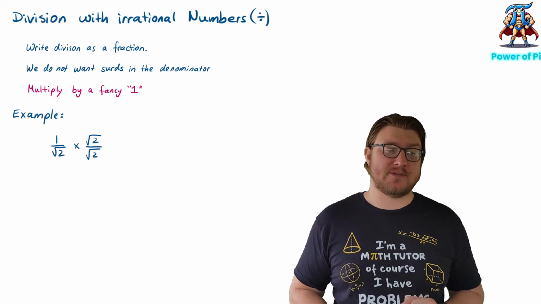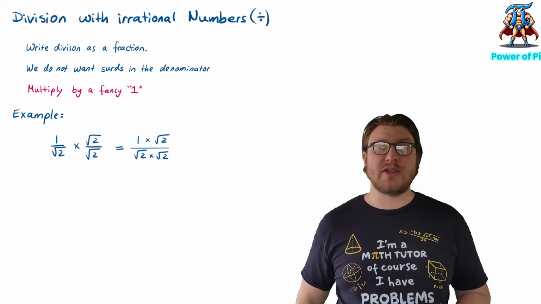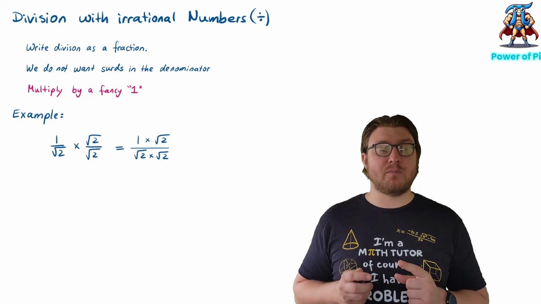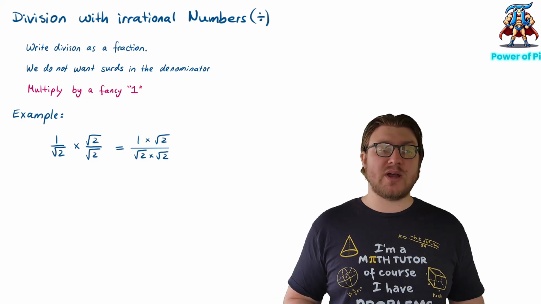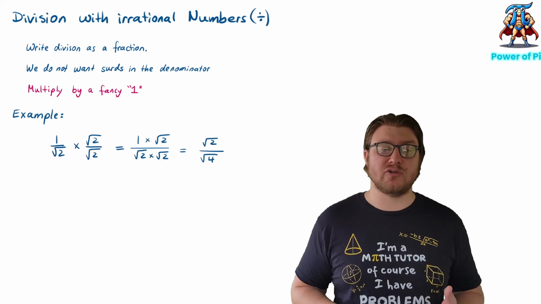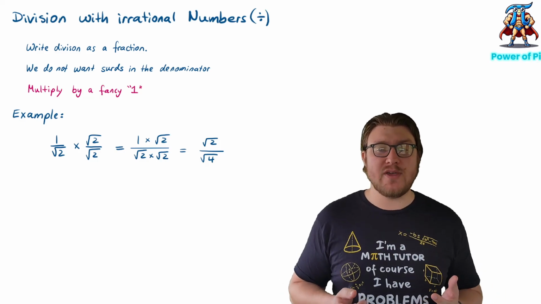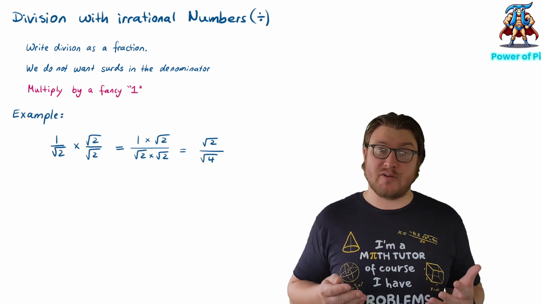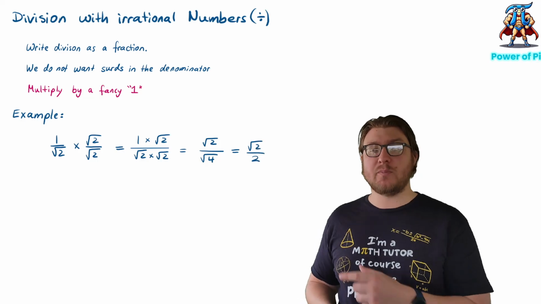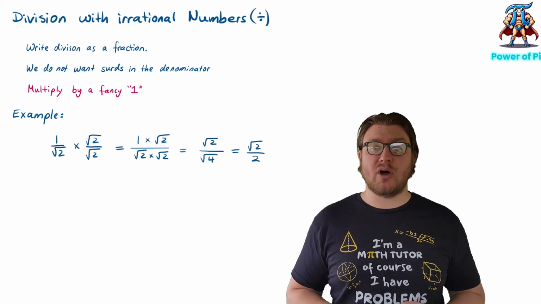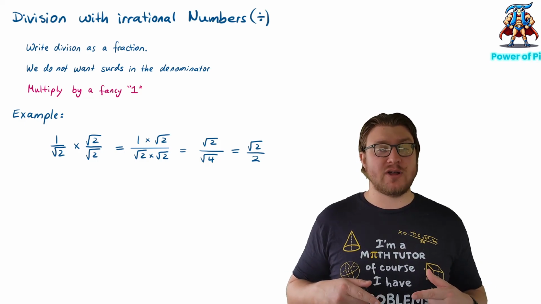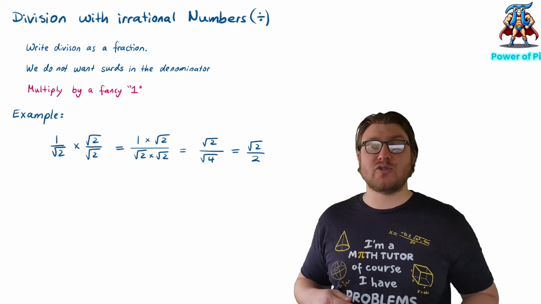Let's see what happens. If we multiply the numerators together and the denominators together, we can see at the bottom, we've got the square root of 2 times the square root of 2. Well, we know how to combine that from our previous video, and then we see we actually have a perfect square. So at the bottom, we end up with root 2 over 2. Now, 1 divided by square root of 2 is actually the same thing as root 2 divided by 2.